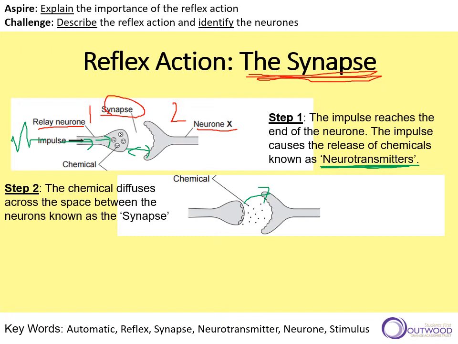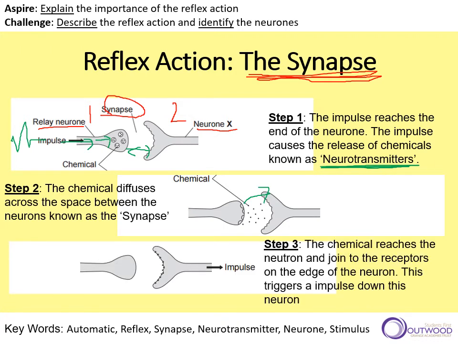If you want to write the 3 steps, you can. However, you could probably cut it down. You could just simply write step 1, impulse causes the release of neurotransmitters. Step 2, neurotransmitters diffuse across the gap called the synapse. Step 3, once the chemical reaches the other side, you can see the chemicals reach the other side there, it triggers an impulse to carry on down the next neuron. Okay? So your neurons all travel at the same speed. The only thing that slows and speeds it up is the time it takes for the neurotransmitter to diffuse across.